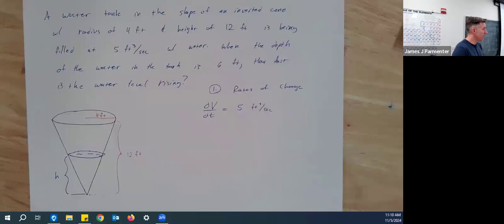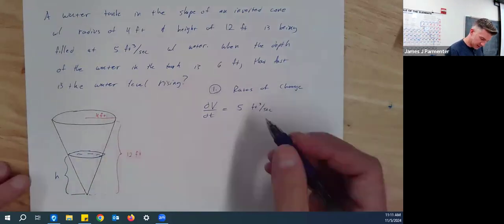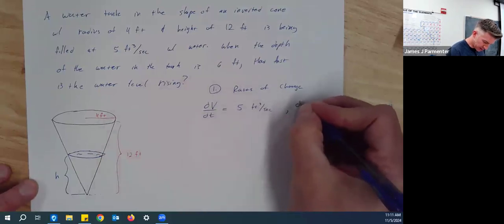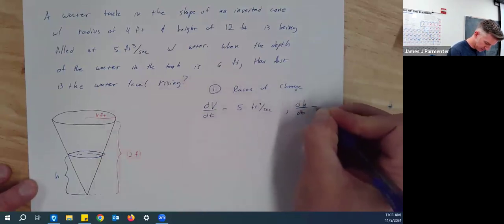Oh well. And then we are being asked to find how fast the depth of the water in the tank is increasing. They said changing, but we know it's getting bigger because we're filling it up. Or they said rising, I guess. So we want to know what dH/dt is.